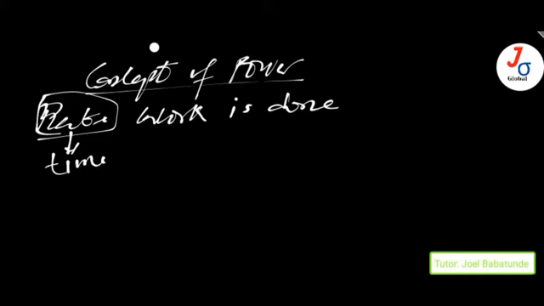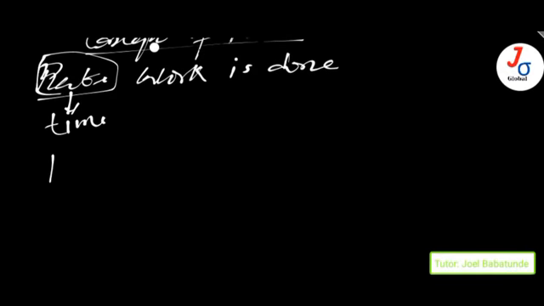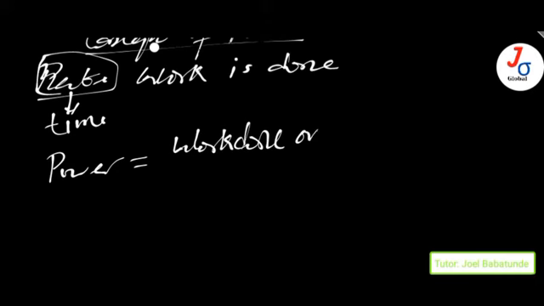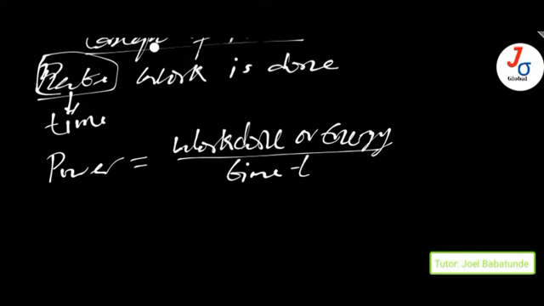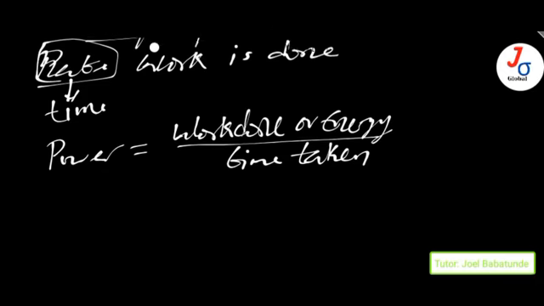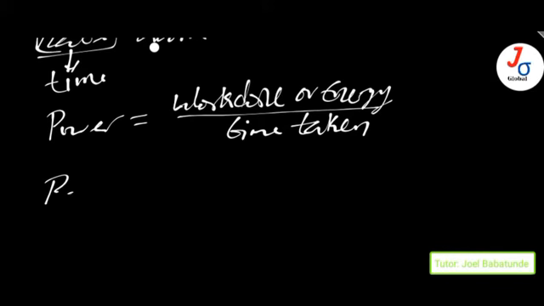Therefore, we're going to say that power is equal to work done. Remember that we said work done is the same as energy. Work done over time taken to do that work is power. So we write this as P equals W over T.